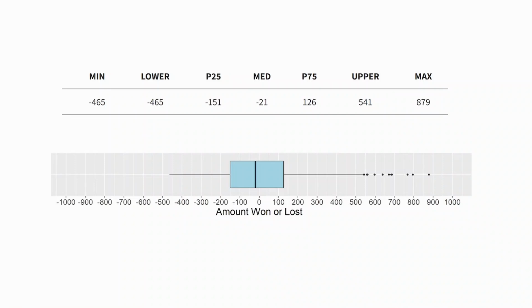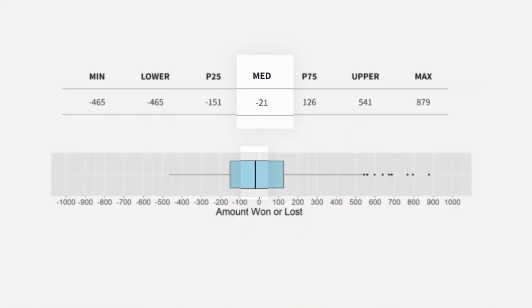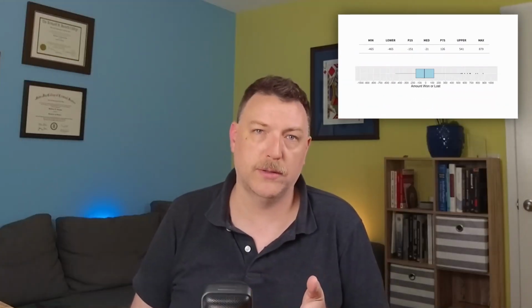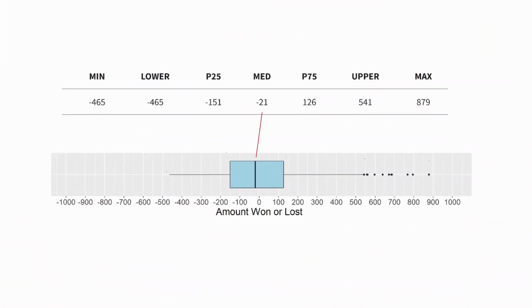This is another way of looking at the same data. This is a box plot. On the x-axis, we have the amount won or lost. This bar right here in the middle, this is the median. And the median here is negative $21. And that means that half the sessions ended with a loss greater than $21. Half the sessions ended with a loss of less than $21.